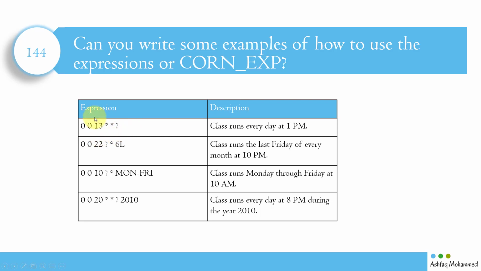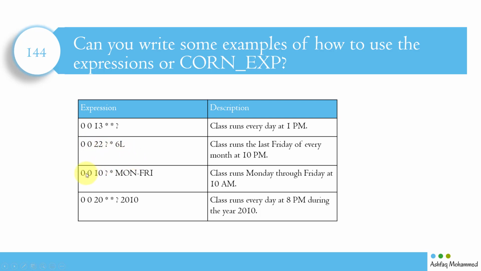So can you write some examples of how to use the Cron expression? The expression 0 0 13 * * ? means that the class runs every day at 1 p.m. And then 0 0 22 ? * 6L means the class runs on the last Friday of every month at 10 p.m. I think you are trying to understand this, right? Because in the last video we learned why we use star, why we use L, why we use question mark, what seconds, minutes, hours and all those things are.